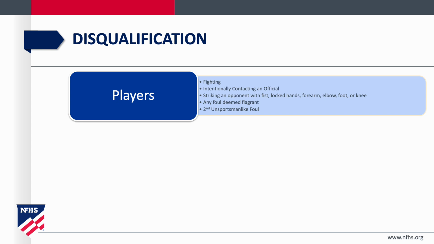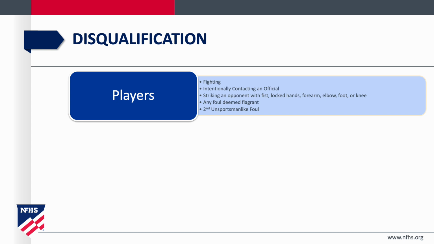There are a number of fouls that can lead to disqualification for players. Remember, a player who is disqualified must remain in the team box and cannot go into a locker room without an adult. Fighting is an automatic ejection. This includes players who enter the field from the sideline during a fight. Players cannot intentionally contact an official. Striking a player with a fist, locked hands, forearm, elbow, foot, or knee in a way that is outside of the normal contact of football is also a foul that includes disqualification.